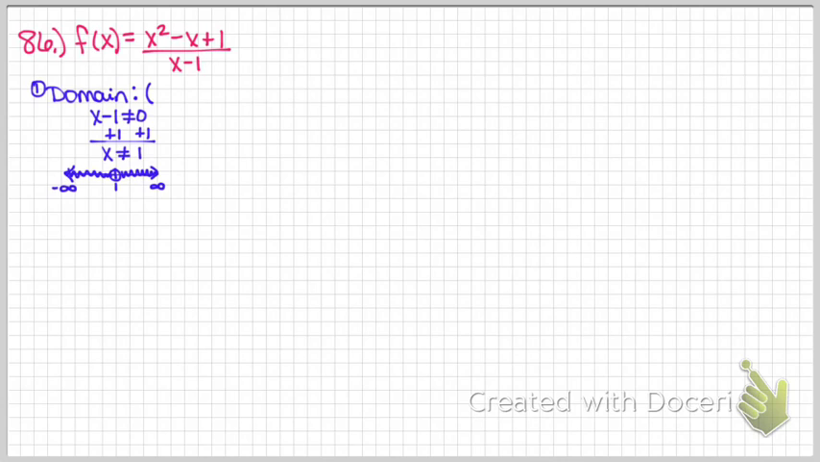So our domain then is what? Well, it's this interval and this interval, right? Negative infinity to 1 union 1 to infinity. Good.